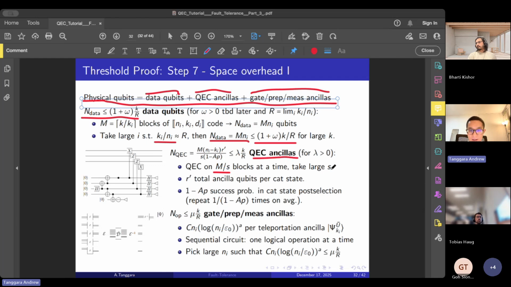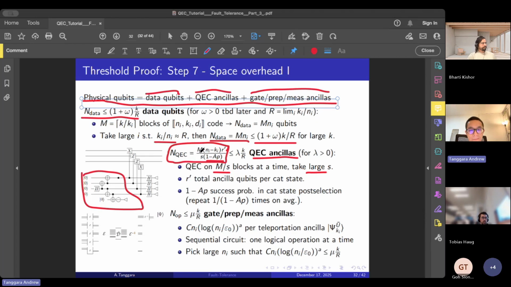To make the total number of QEC ancillas small, I want to take a large S. And we have this r prime, the total number of ancilla qubits per cat state. That's kind of constant because we're using an LDPC code. And I have this 1 over AP because we're doing post selection on preparing this cat state. So that's what we have.